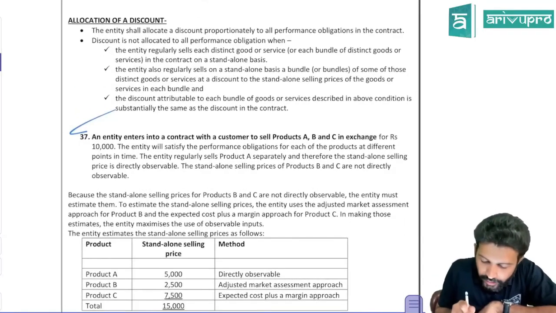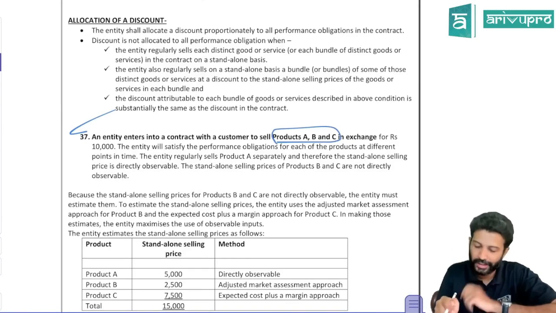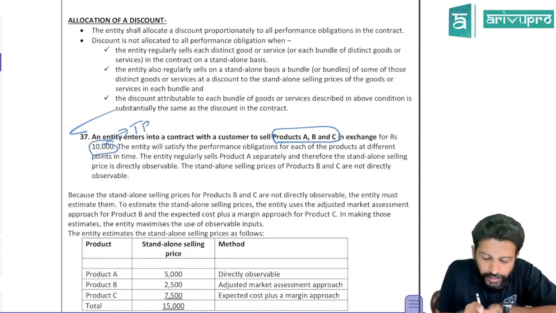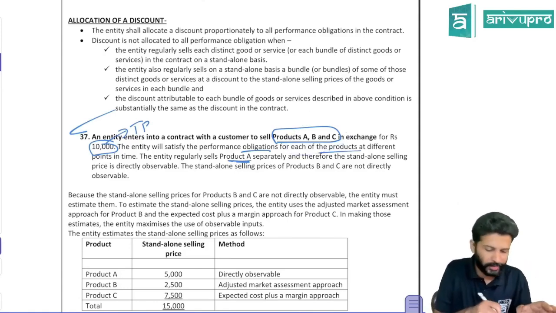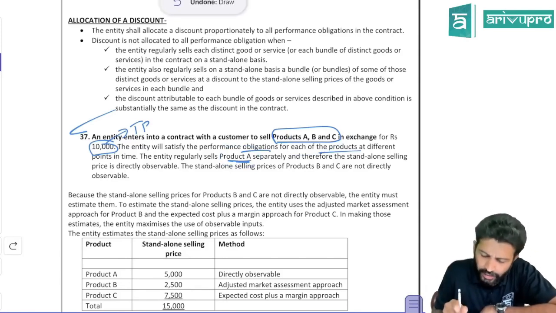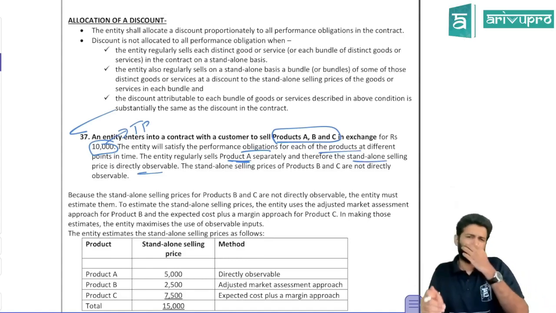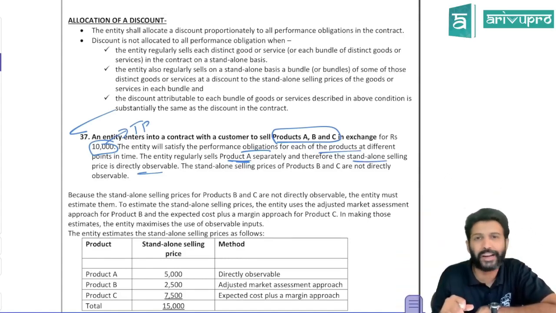Entity A enters into a contract with the customer to sell products A, B, C, three performance obligations there, in exchange for 10,000 rupees. So 10,000 rupees is your transaction price. Entity will satisfy the performance obligation for each of the products at different points of time. Entity regularly sells product A separately. So here you made a combo offer, ABC as a bundle, but entity sells product A separately, and therefore standalone selling price is directly observable. Because you are selling separately, the separate price itself becomes the SSP. That we call directly observable standalone selling price.